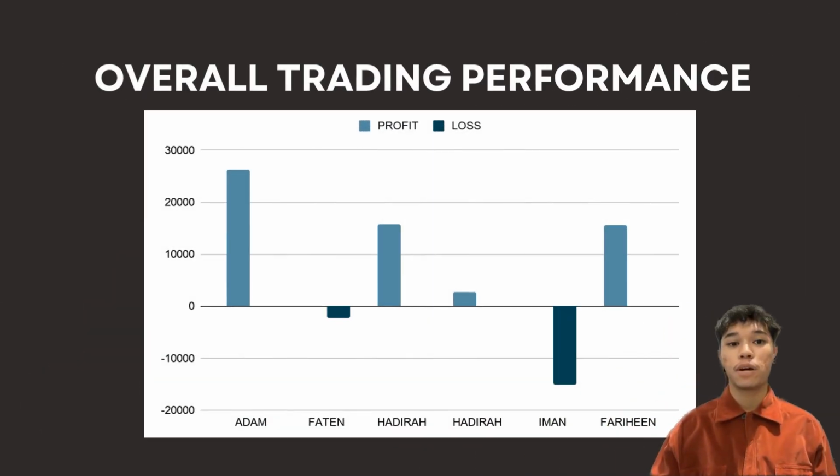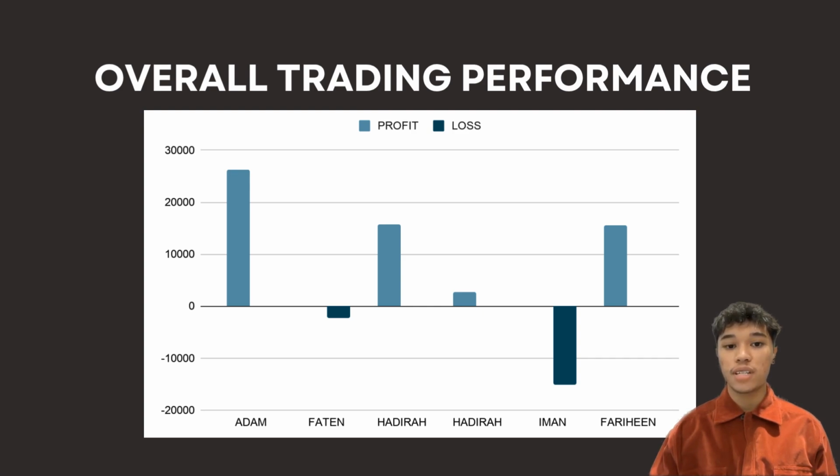I have also prepared a vertical bar chart. Looking at it visually, you can immediately spot the stark contrast in results. On one end of the spectrum, Adam's portfolio stands out clearly as our primary engine, or driver, of group returns, followed closely by strong profitable runs from Hadirah and Farihin, while on the other end, we see the downside of market risk, with Iman's portfolio enduring a noticeable drawdown of over negative RM15,000.